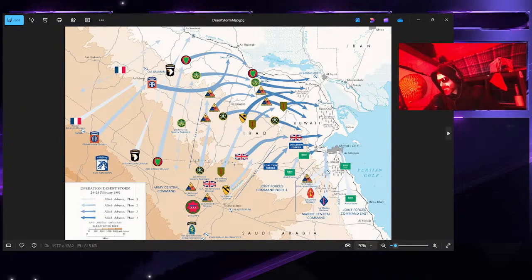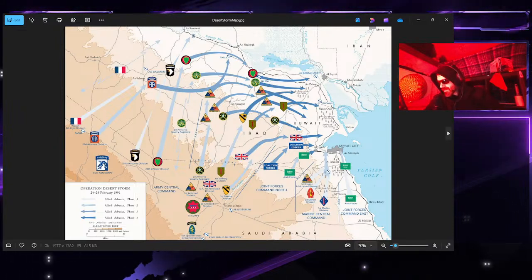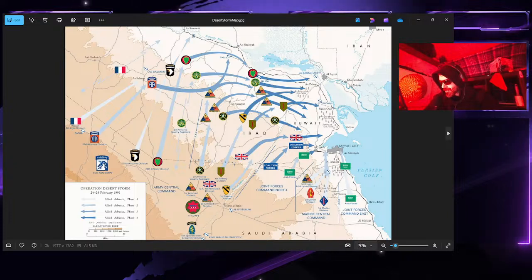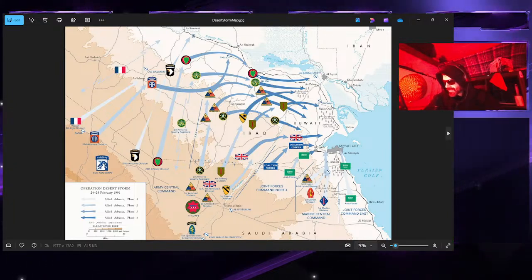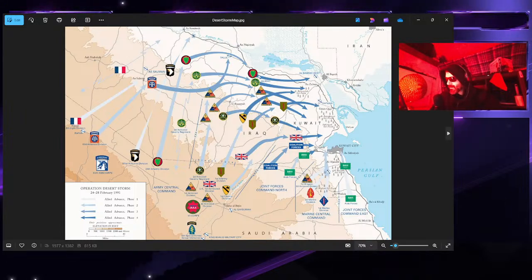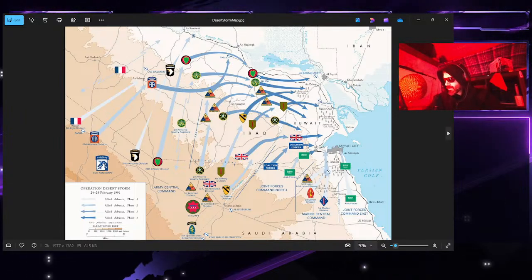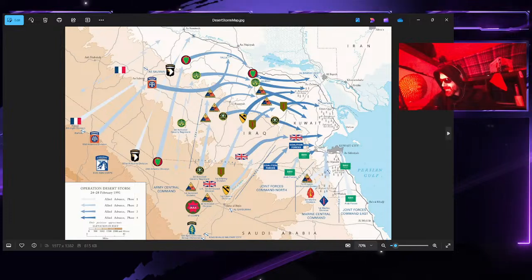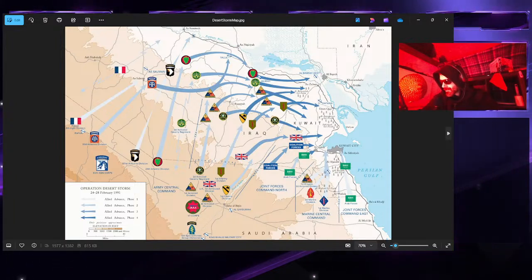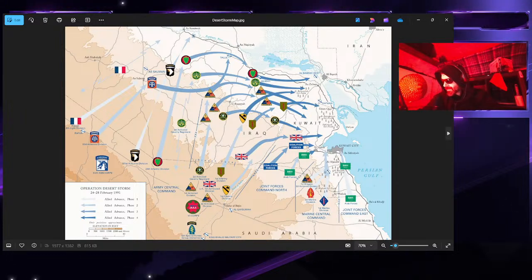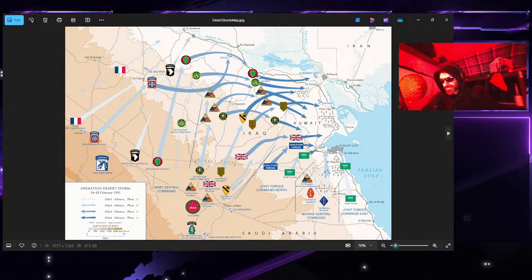The invasion of Kuwait was immediately met with international condemnation, including UN Security Council Resolution 660, which demanded Iraq's immediate withdrawal from Kuwait, and the imposition of comprehensive international sanctions against Iraq with the adoption of UN Security Council Resolution 661.